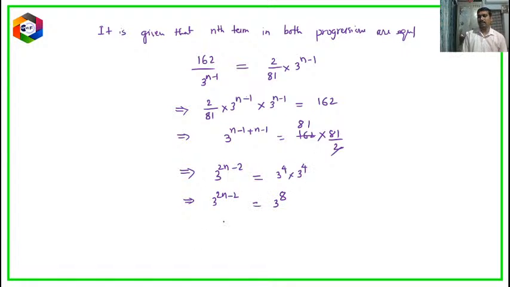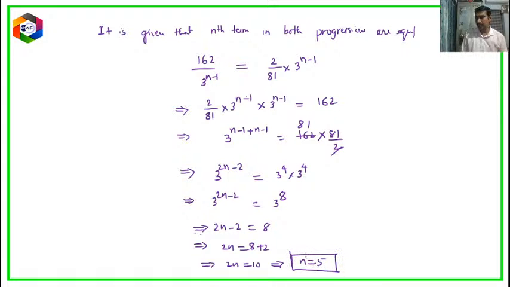Now bases are equal, so powers should also be equal, which will be 2n minus 2 is equals to 8. Okay. Now 2n is equals to 8 plus 2. So 2n is equals to 10, which implies that n will be equals to 5. That means if you calculate the fifth term in progression 1 and the fifth term in progression 2, both will be the same here.